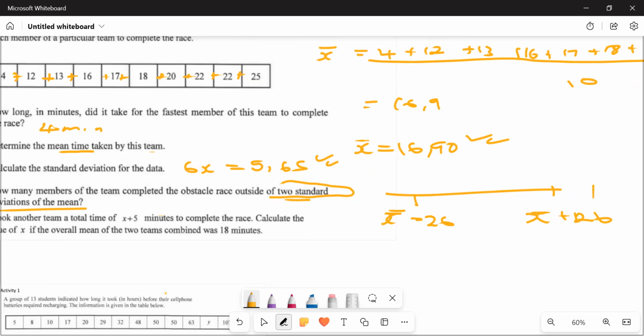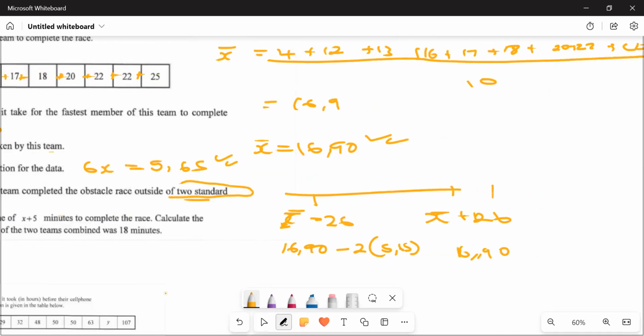Now we know, what is the standard deviation again? It's 16,90 again, minus 2 multiplied by the standard deviation, which is 5,65. And then you want to know which one is going to be the answer for this one. Someone type this one for us. And then we're also going to do this one: 16,90 plus, here we add, plus 2 multiplied by 5,65.